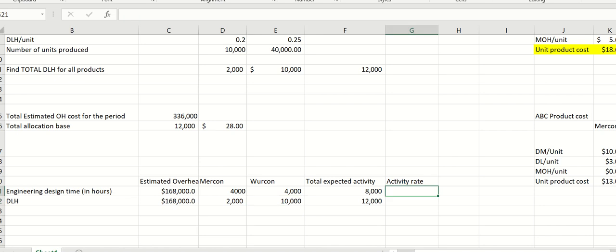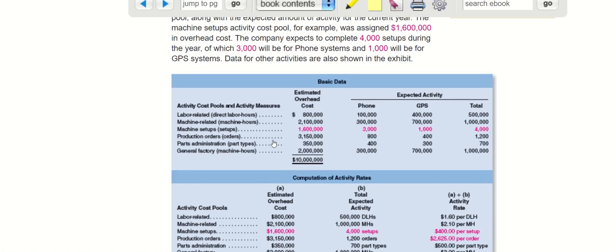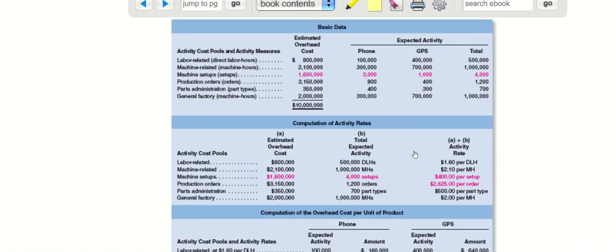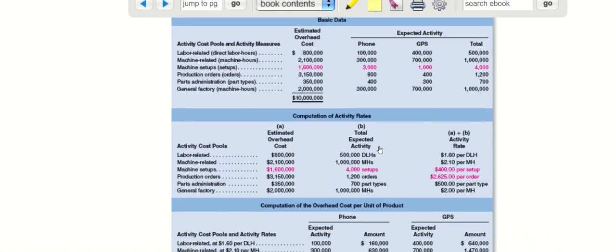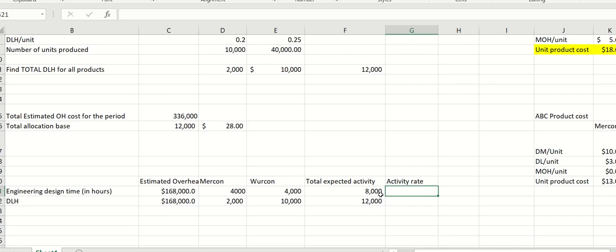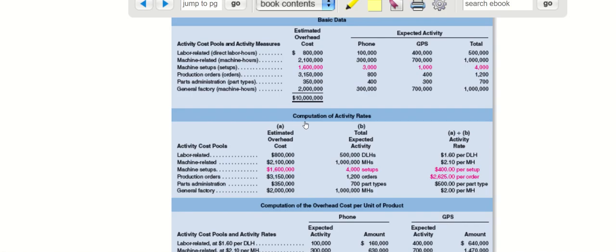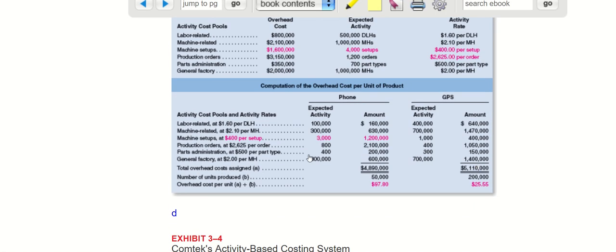So just like you see in your textbook, the first step is to have this information, and they're your 2 products. And so now we have our estimated overhead divided by total expected activity equals an activity rate. So total divided by total, now we have 2 activity rates. Next step, after we have activity rates calculated here, engineering will have a specific activity rate and direct labor hours will have a specific activity rate.